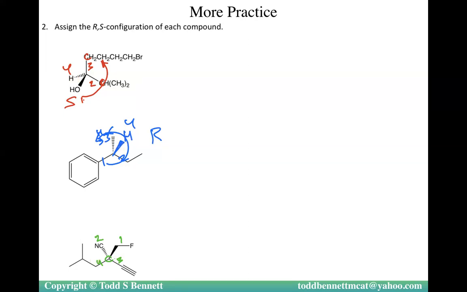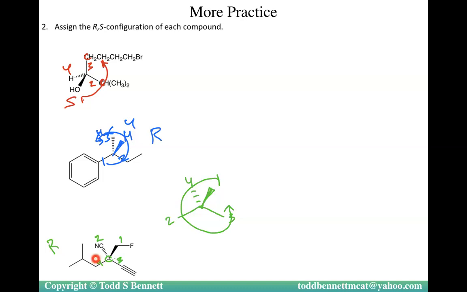So again, I could, if I wanted to, redraw this as 4, 1, 3, and 2, meaning I switched 4 and 2. If I did that, this would be 1, 2, 3 counterclockwise S, which means by default that's R. That would work.